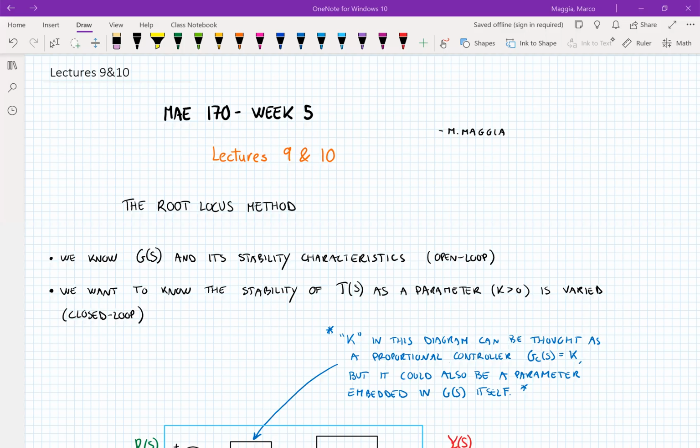Welcome back, everyone, to MAE170. This is week number 5. So for this week, on the menu, there's the root locus method, which I've already mentioned previously.